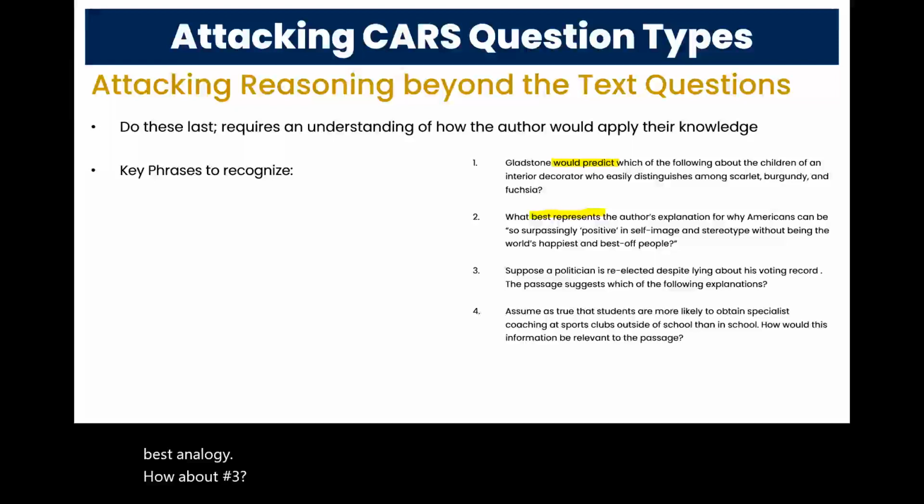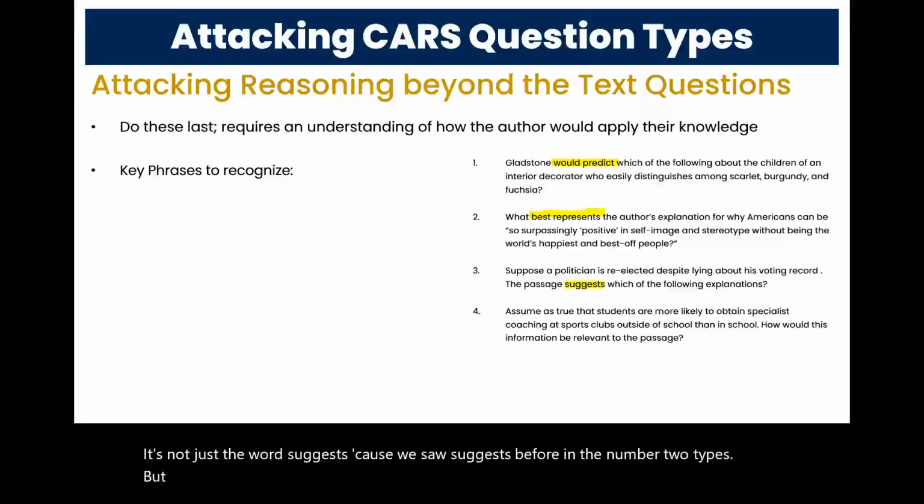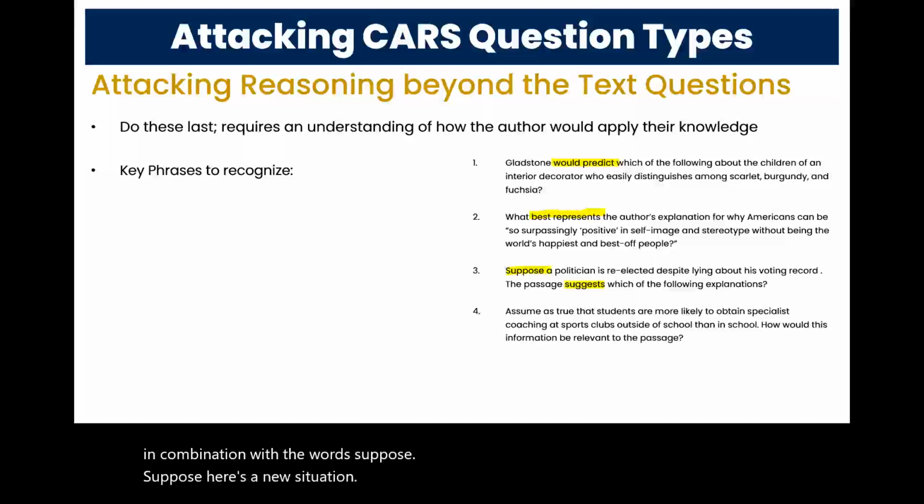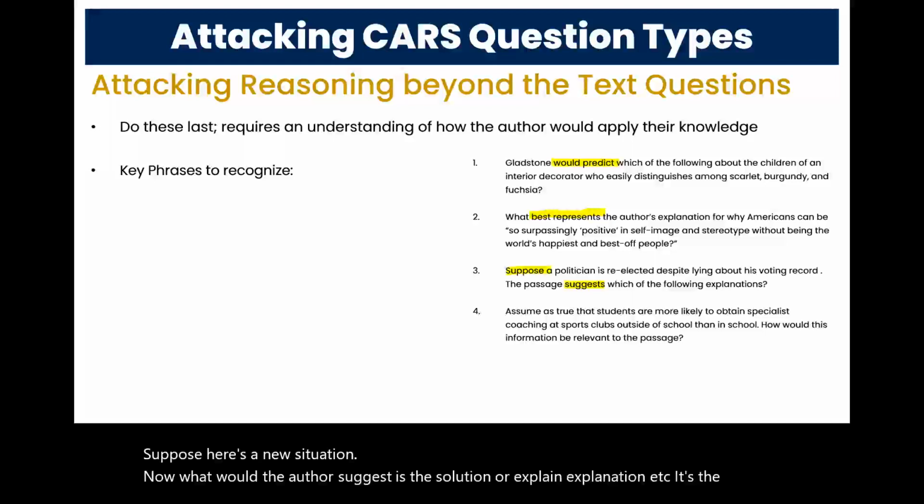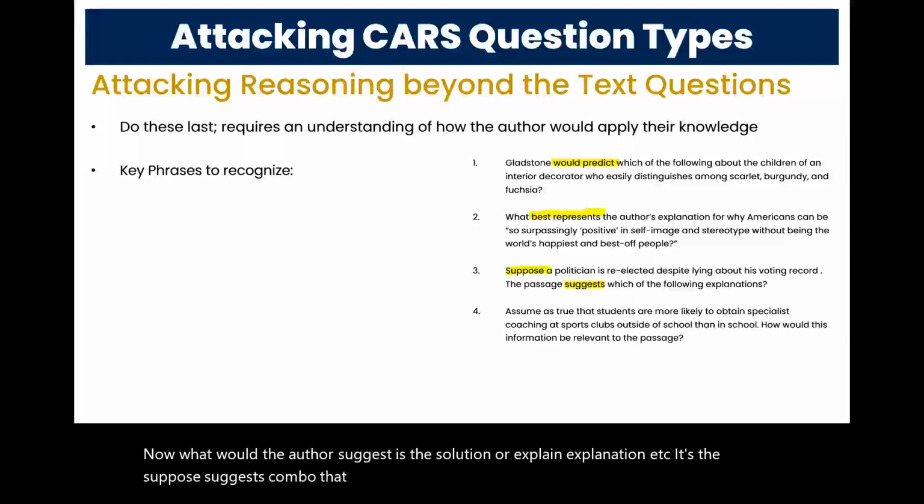It's not just the word "suggest", because we saw "suggests" before in the number 2 types, but in combination with the word "suppose". Suppose here's a new situation. Now, what would the author suggest is the solution or explanation, etc. It's the suppose-suggest combo that's flagging there. And how about that last one, number 4?